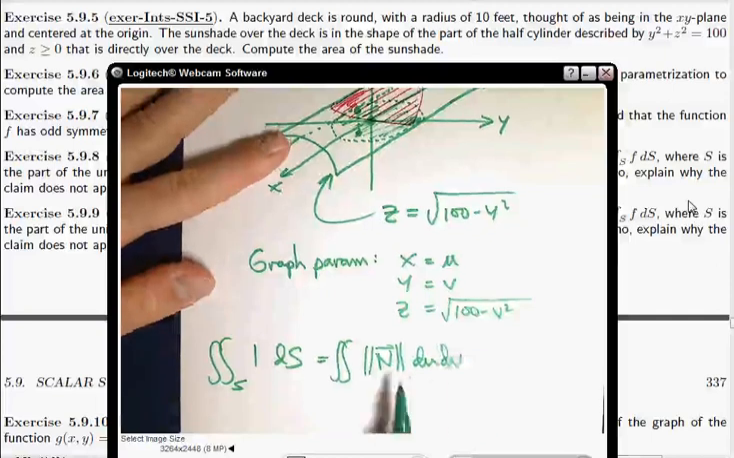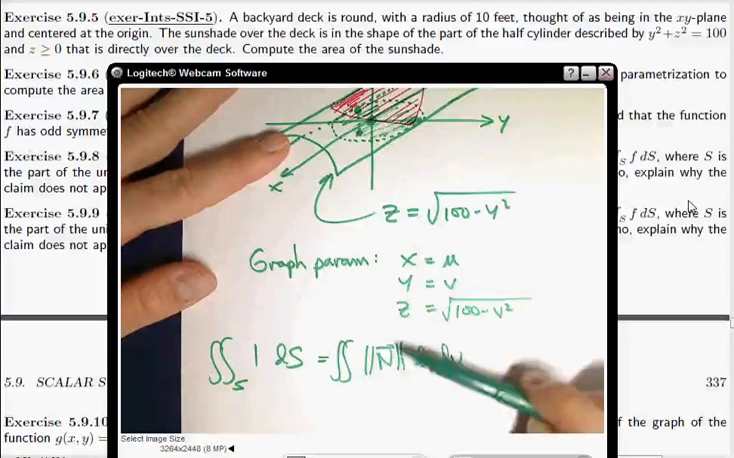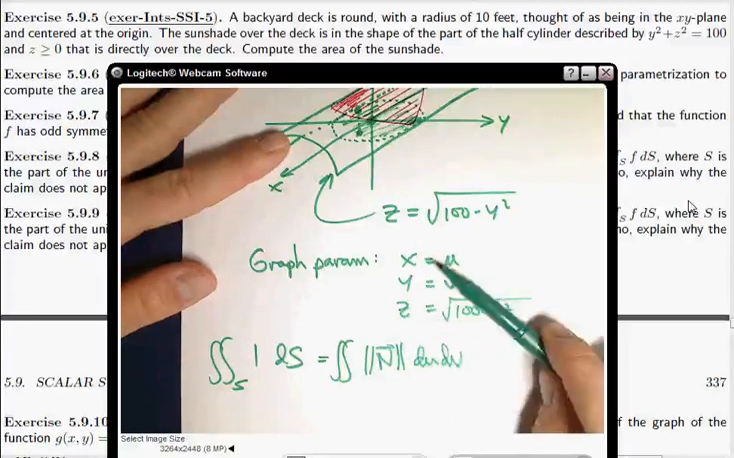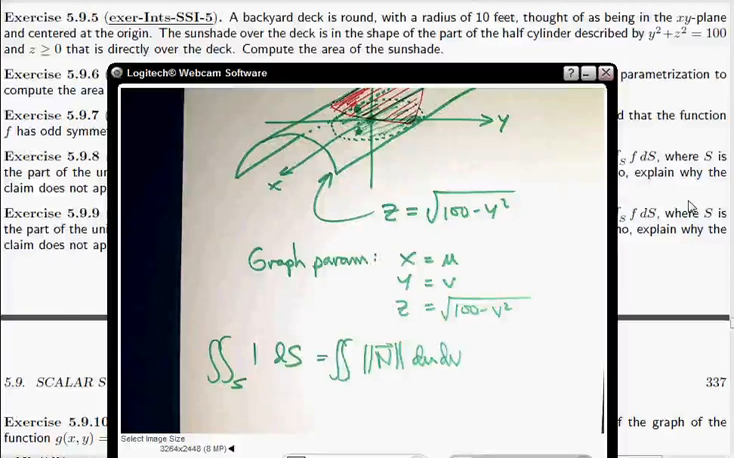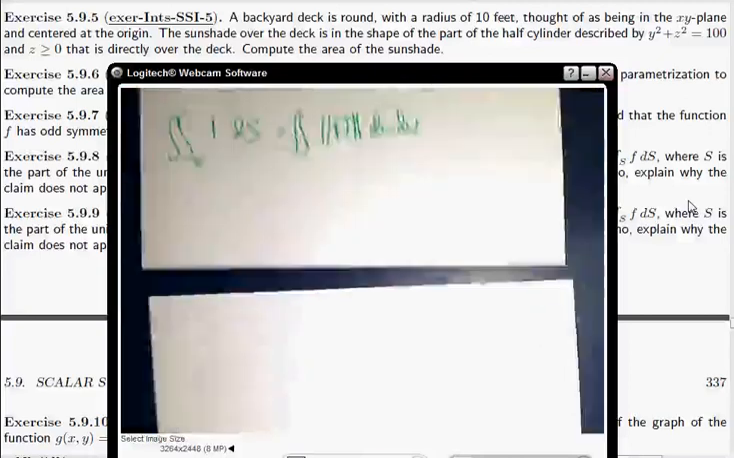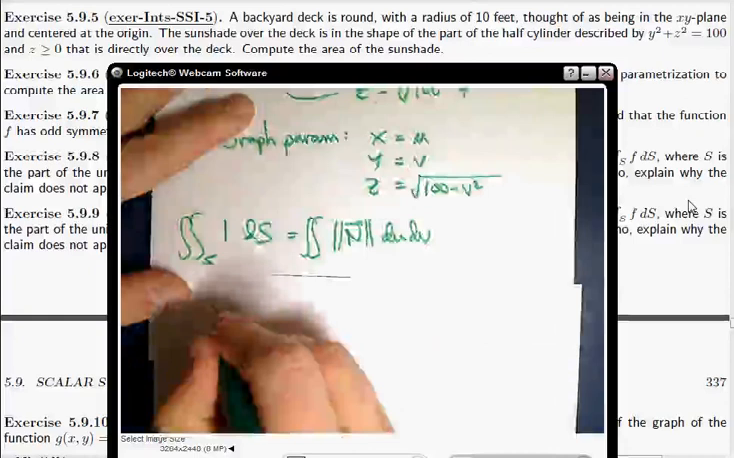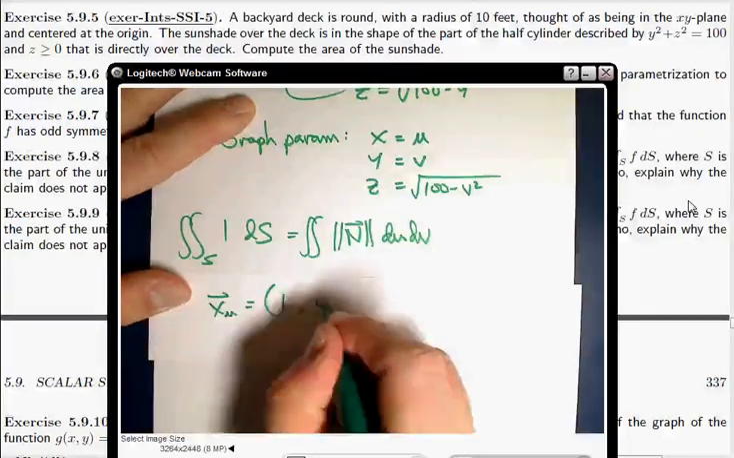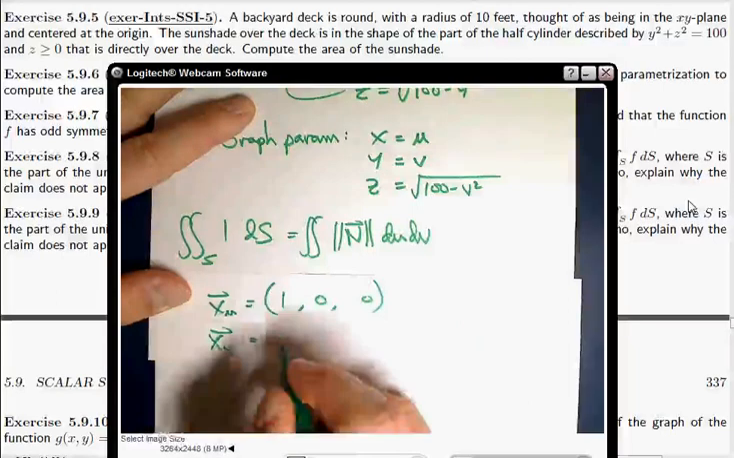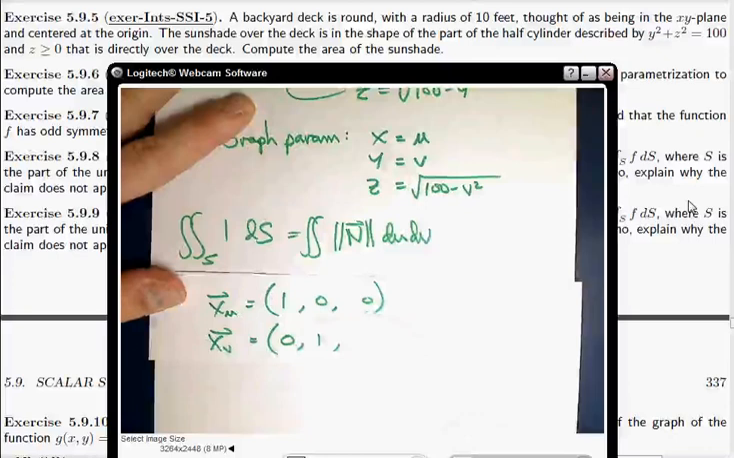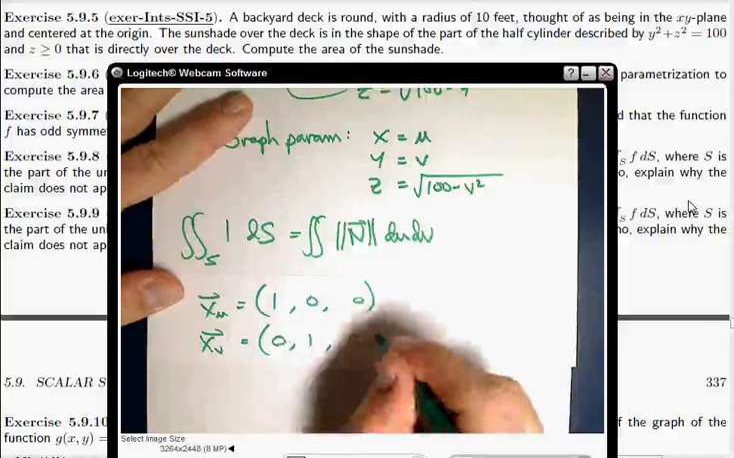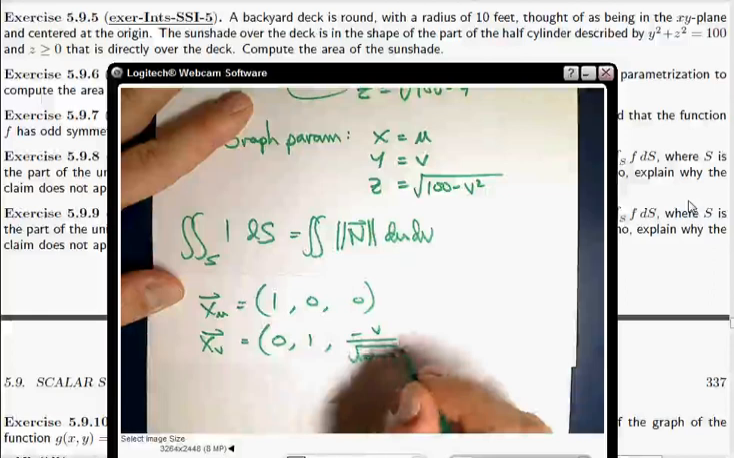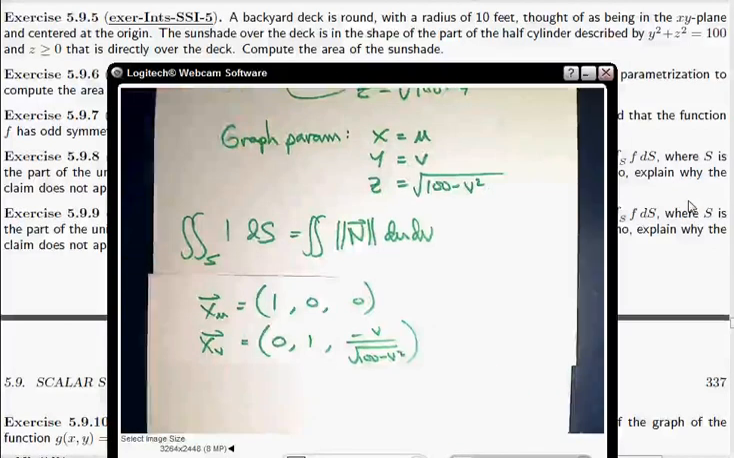times du dv. So I've got to take the parameterization, and again, there's a tedious little algebraic process for computing this. You've got to take the u partial and then the v partial and the cross product to get the n vector itself, and then take the length, which involves a square root, and it's algebraically tedious. But let's just go ahead and do that. It's not so bad. So x_u is 1, 0, 0. x_v is 0, 1, and then we've got to take the v partial of this, which is negative v over the square root of 100 minus v squared. I think I might have missed a 2 in there or something. I believe that's right. Is that right?